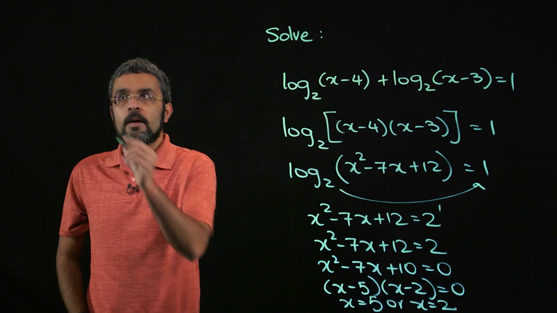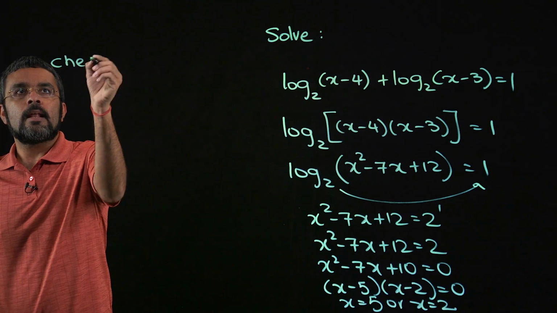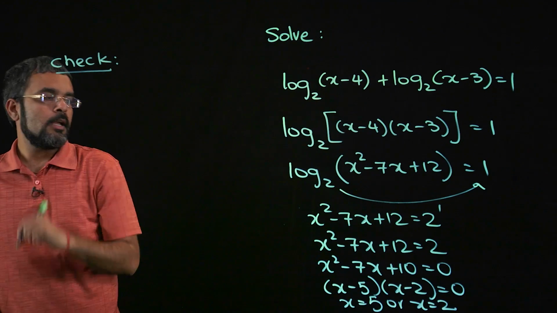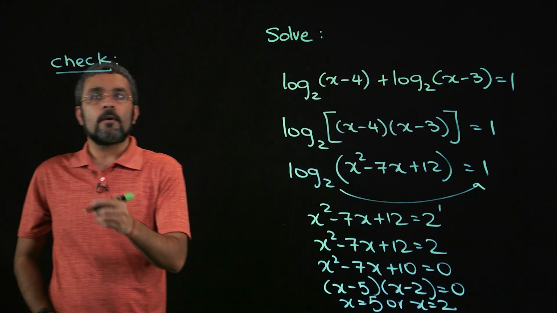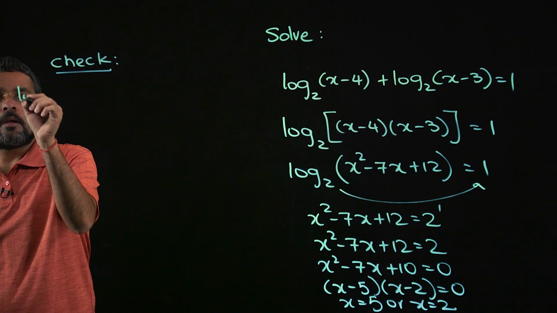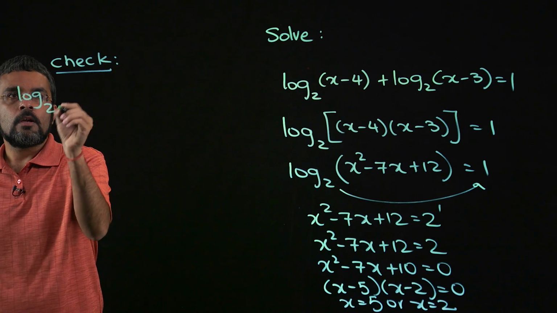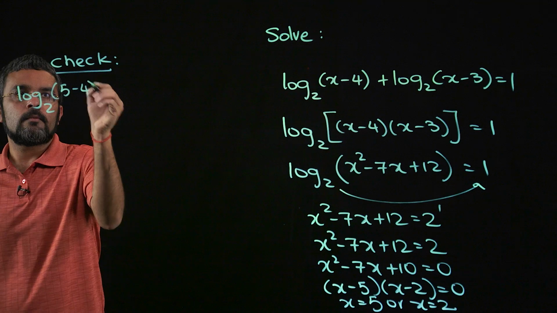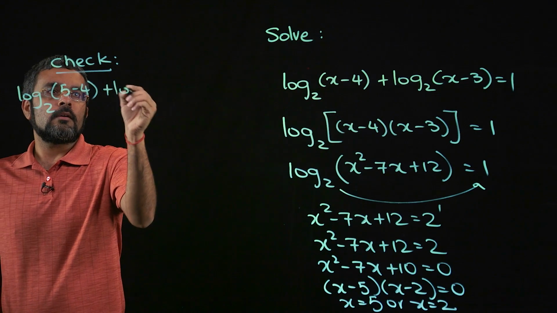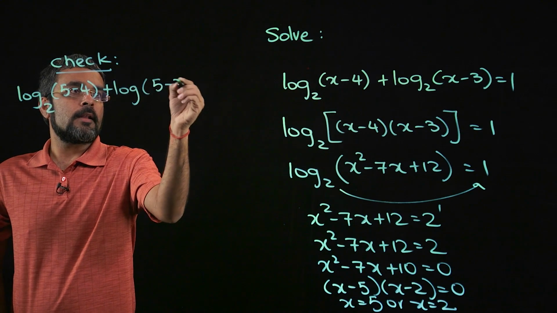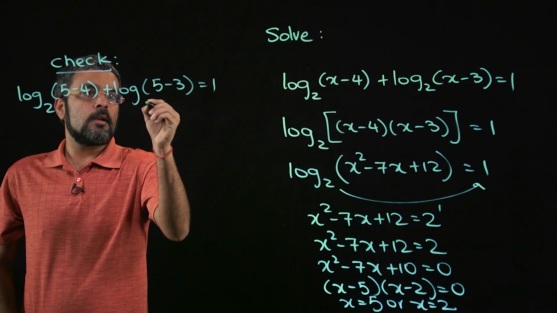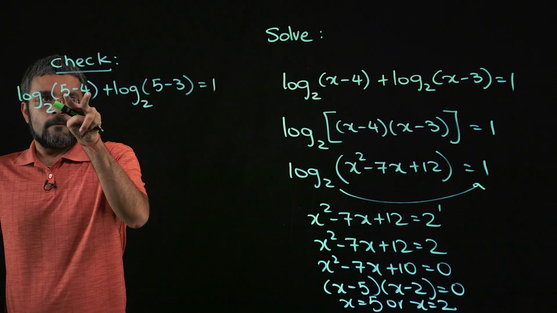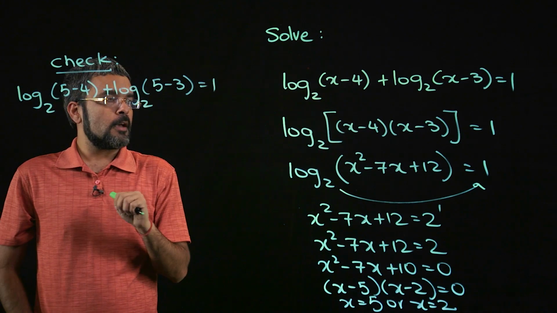Now I need to go ahead and do my checks again. Remember that I cannot have a negative number in a log. So let's go ahead and put in x equal to 5. If I put in x equal to 5, I get log base 2 of 5 minus 4 plus log base 2 of 5 minus 3 equals 1. 5 minus 4 is positive, 5 minus 3 is positive, so I'm good to go.